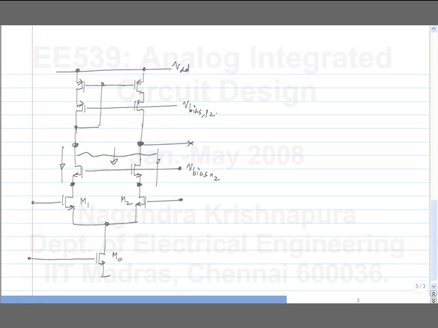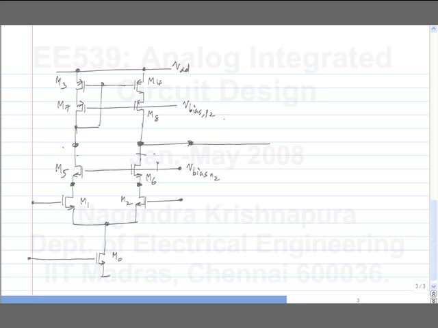So I have used a common gate amplifier on top of the input differential pair, and I have also used a cascode current mirror. I will label these M3, M4 as before, and maybe these form M5, M6, M7 and M8.